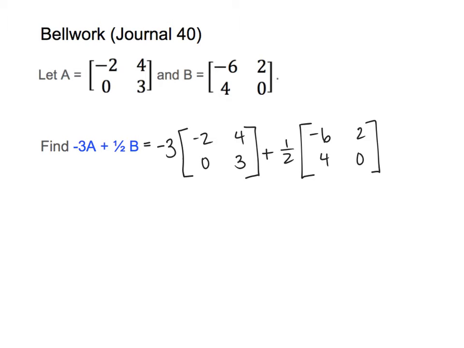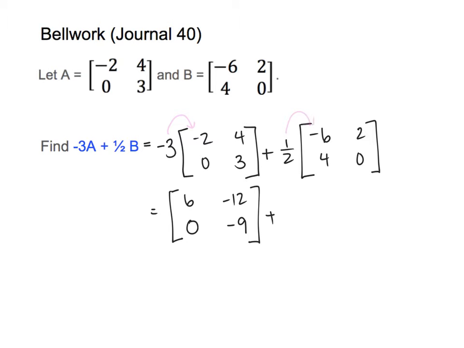All right, so then what I need to do here is multiply this 3 inside to the matrix, so everything inside the matrix gets multiplied by a 3. So if I do this, this is really going to be -3 times -2 is a +6. -3 times 4 gives me a -12. -3 times 0, just a 0, and last but not least, -3 times 3 gives me a -9. And I'm going to add this to this matrix after I multiply by the half.